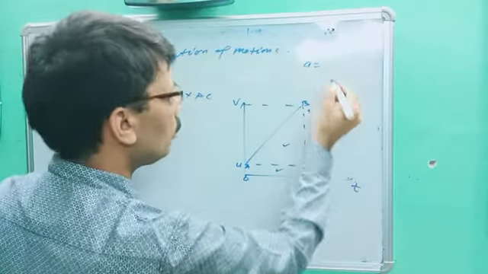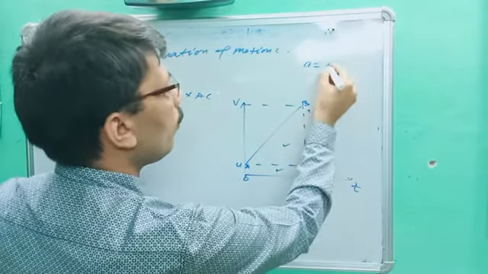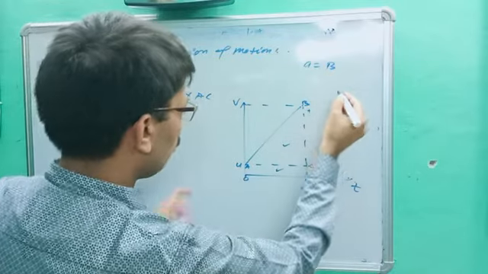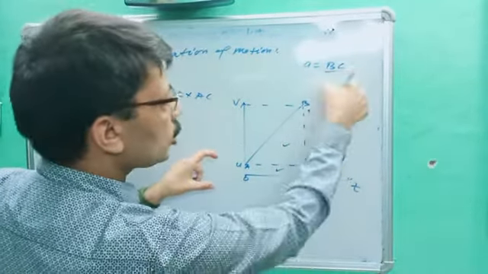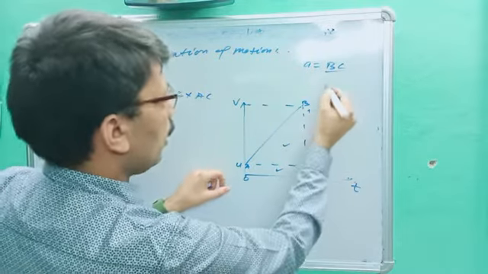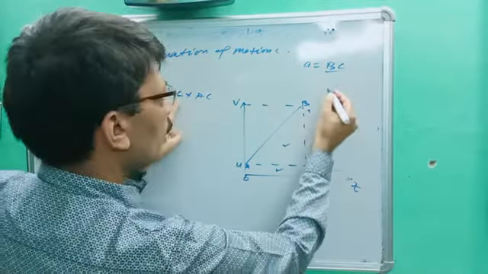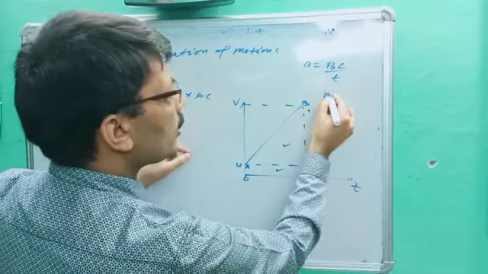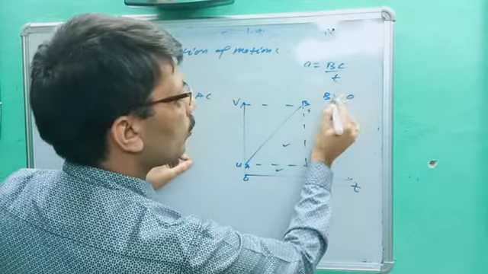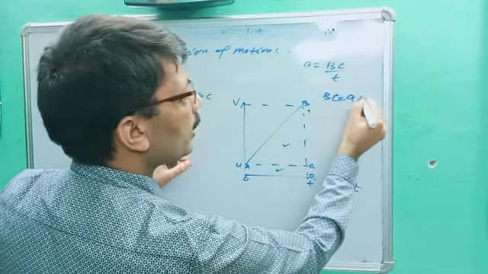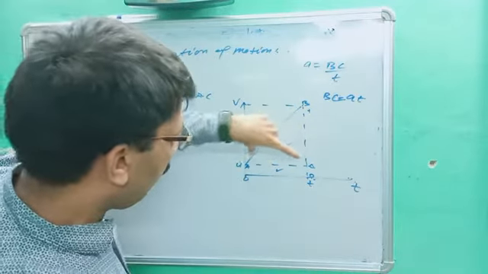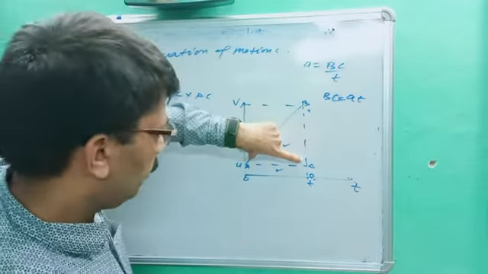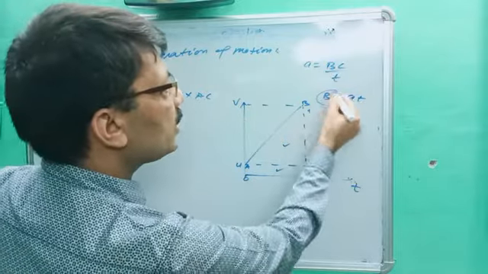A is equal to, acceleration is equal to what we get in BC upon time. So what is the value of BC? BC is equal to what we get here? Come on, at. A is equal to BC upon AC or time T. So what is the value of BC? BC we can get at.